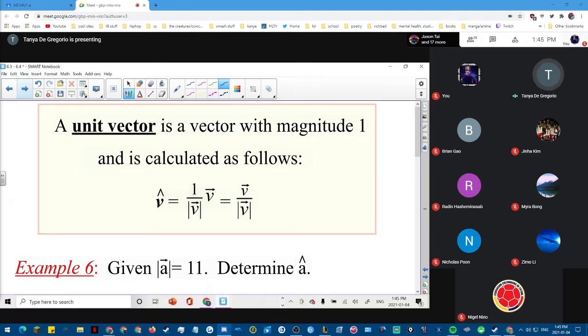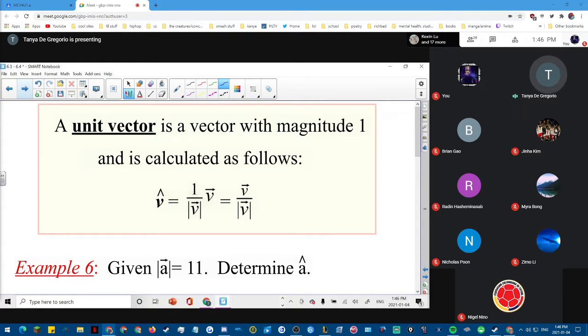A unit vector. So what is a unit vector? A unit vector is just a vector with a magnitude of 1. So basically, to find a unit vector, all you have to do is divide by whatever the magnitude of that vector is. So for example, you have this vector v.